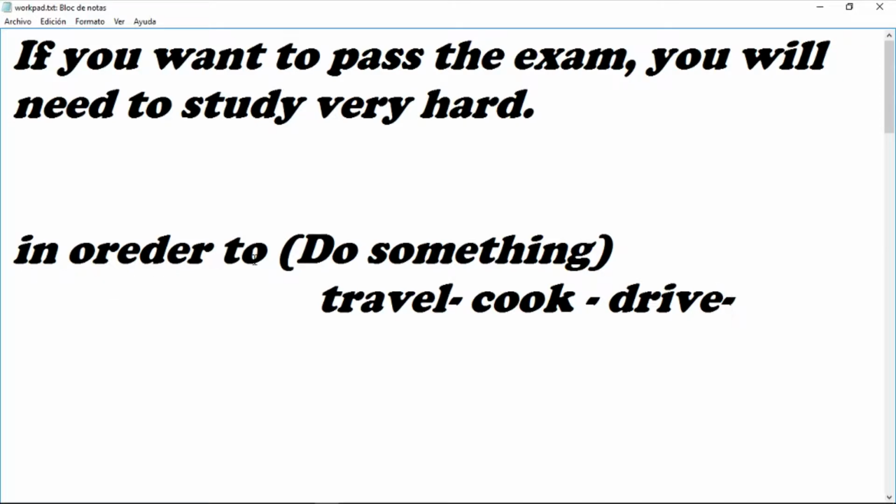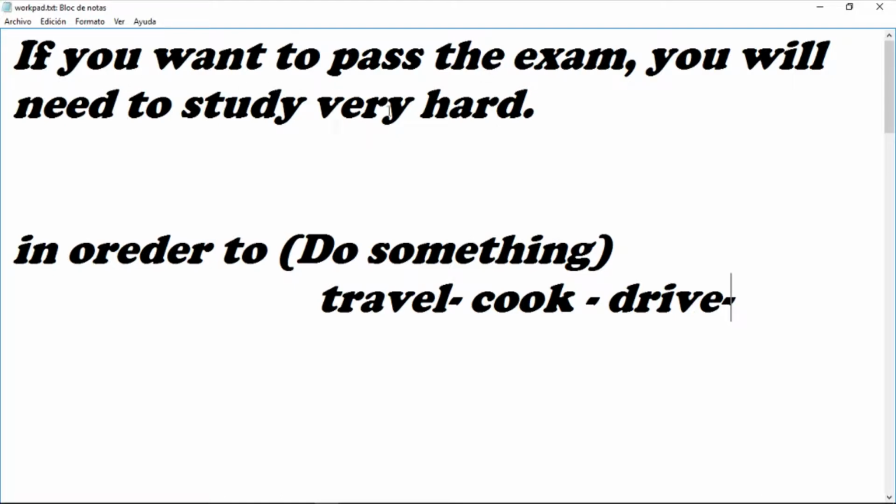In order to cook spaghetti, I need to have the spaghetti. I need to have the pasta, right? In order to drive a car, you need a driver's license. So this is what this means, that there is something that you have to do first before you achieve your purpose.